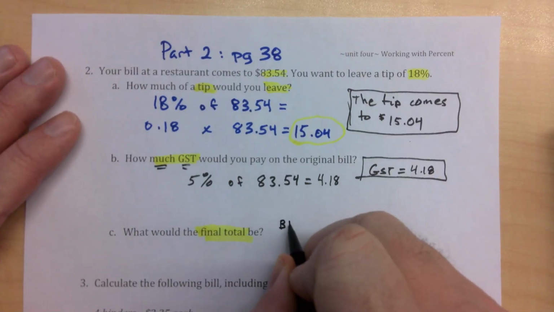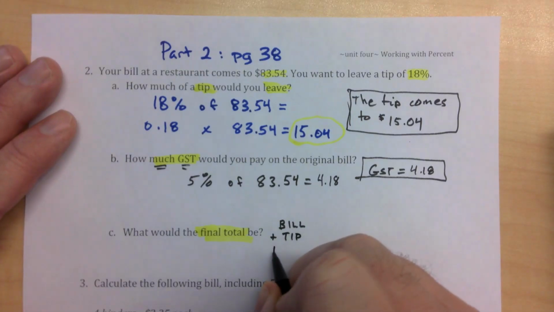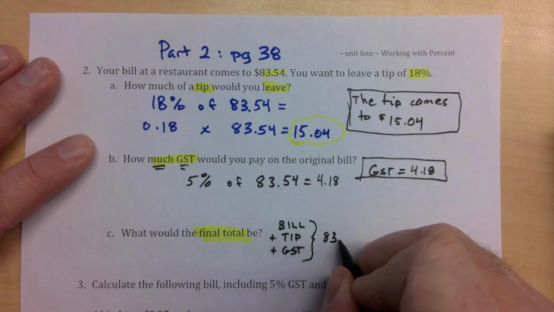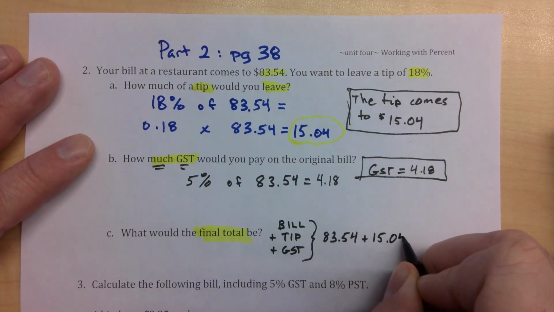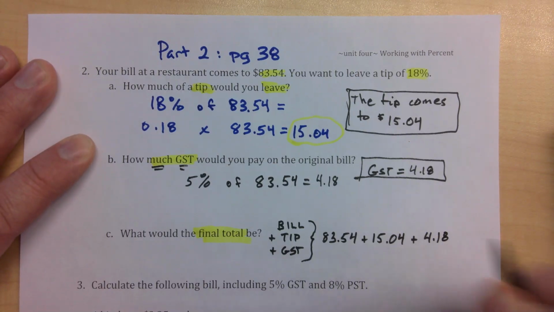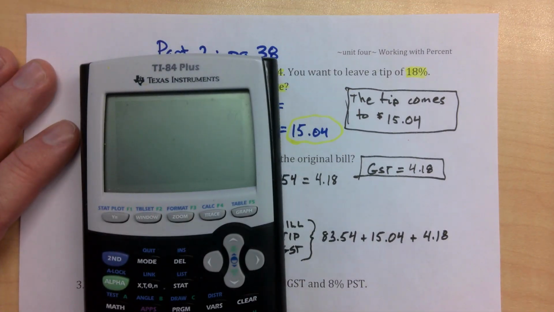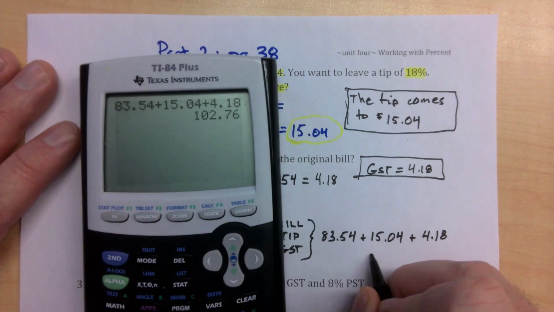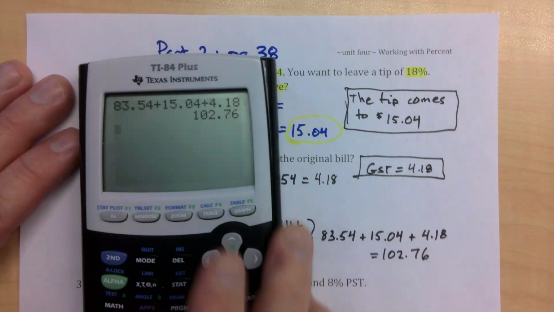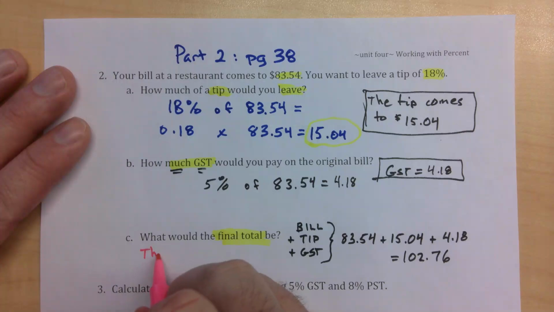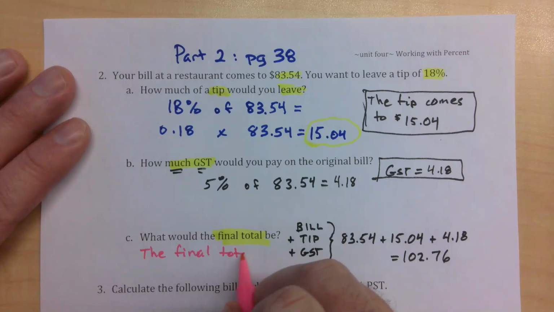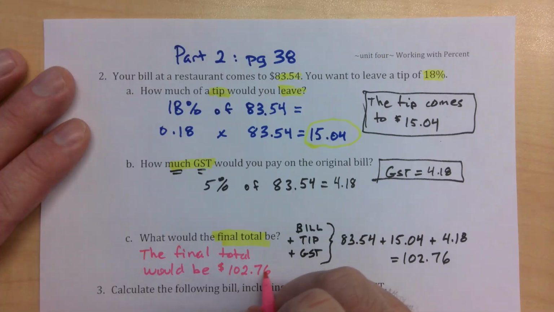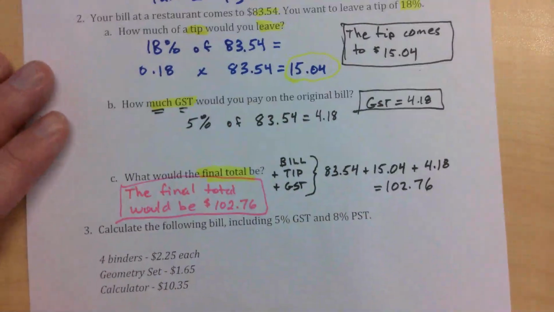So, in other words, you do it like this. It's the bill plus the tip plus the GST. Okay? So, what does that look like? Okay, it's $83.54 plus $15.04 plus $4.18. Okay, you guys will have a calculator for all of this. So let's clear that out. 83.54 plus. So you ended up paying $102.76. Okay. So I'll just write it here. The final total would be $102.76.